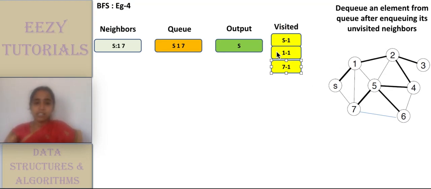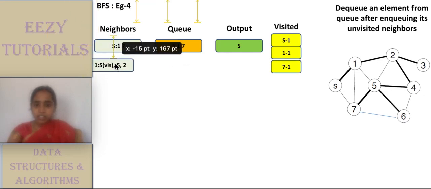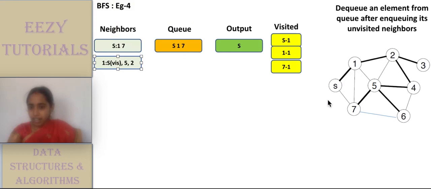Now the next node in the queue is 1. So I want to know the neighbors for 1. From the graph, the neighbors of 1 are S, 7, 5 and 2. S and 7 are visited. 5 and 2 are not visited. So I am enqueuing 5 and 2. I am making 5 and 2 visited.